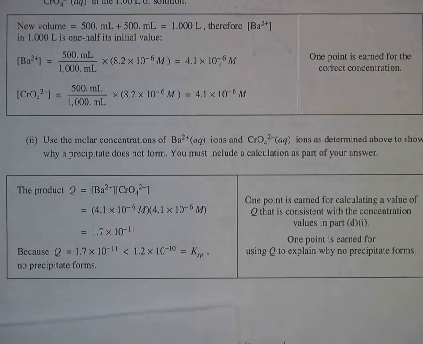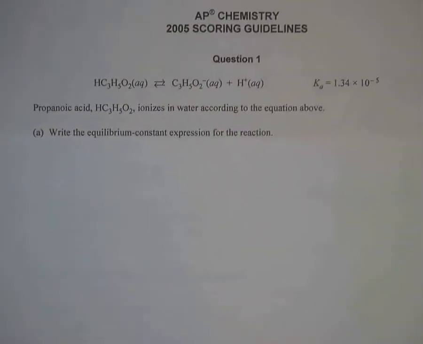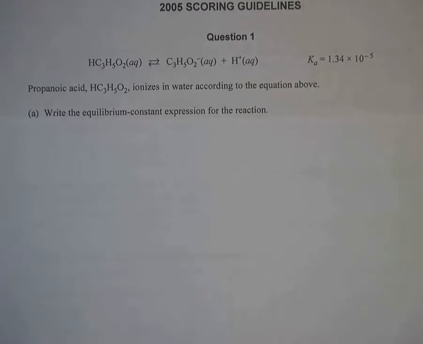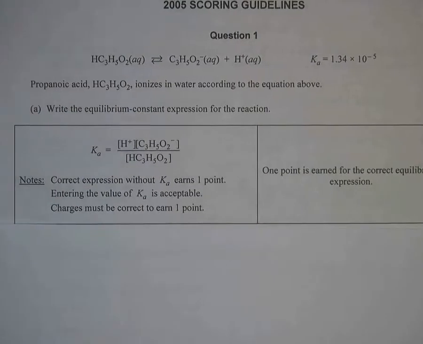Let's take a look at another one. Now we're going to shift from solubility equilibria to a little bit of acid-base stuff. Propanoic acid, right here. This is from 2005, question number 1. Propanoic acid ionizes in water according to the following equation above, right? The equilibrium constant expression for the reaction. There's Ka.